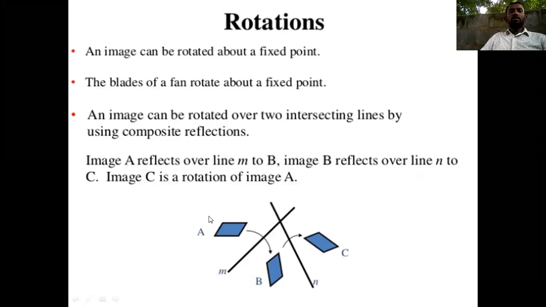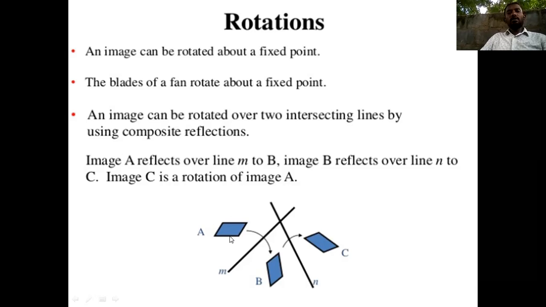So it is the best example. So the image can be rotated over two intersecting lines by using the composite reflection. Image A reflect over the line M to B. అమ్మ, ఏ అనేది రిఫ్లెక్ట్ అవుతుంది A to B1. ఇమేజ్ B రిఫ్లెక్ట్ ఓవర్ ద లైన్ N to C1. సో రిఫ్లెక్ట్ అవుతుంది లైన్ N నుంచి, the line N, the B is reflecting C onwards. C is a rotation of the image A1.